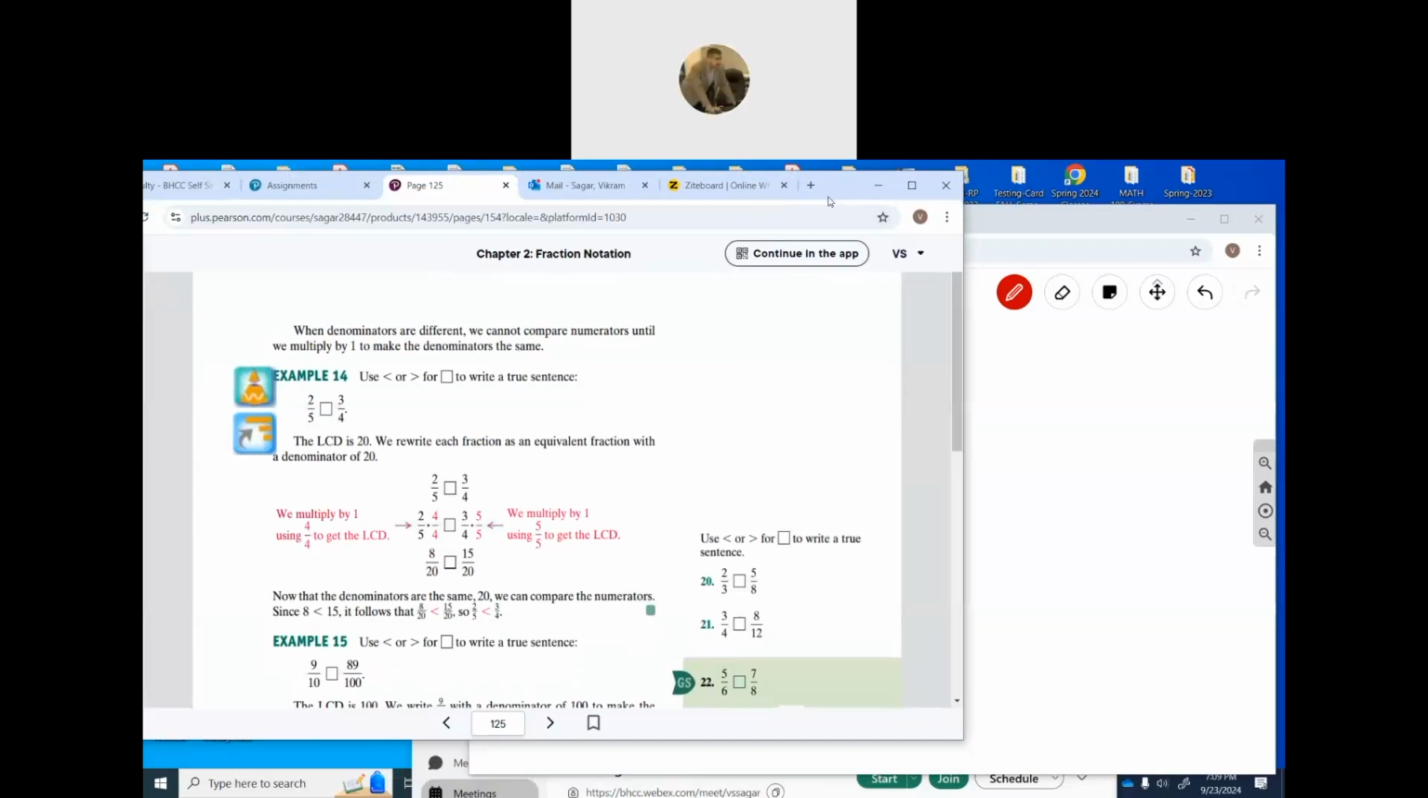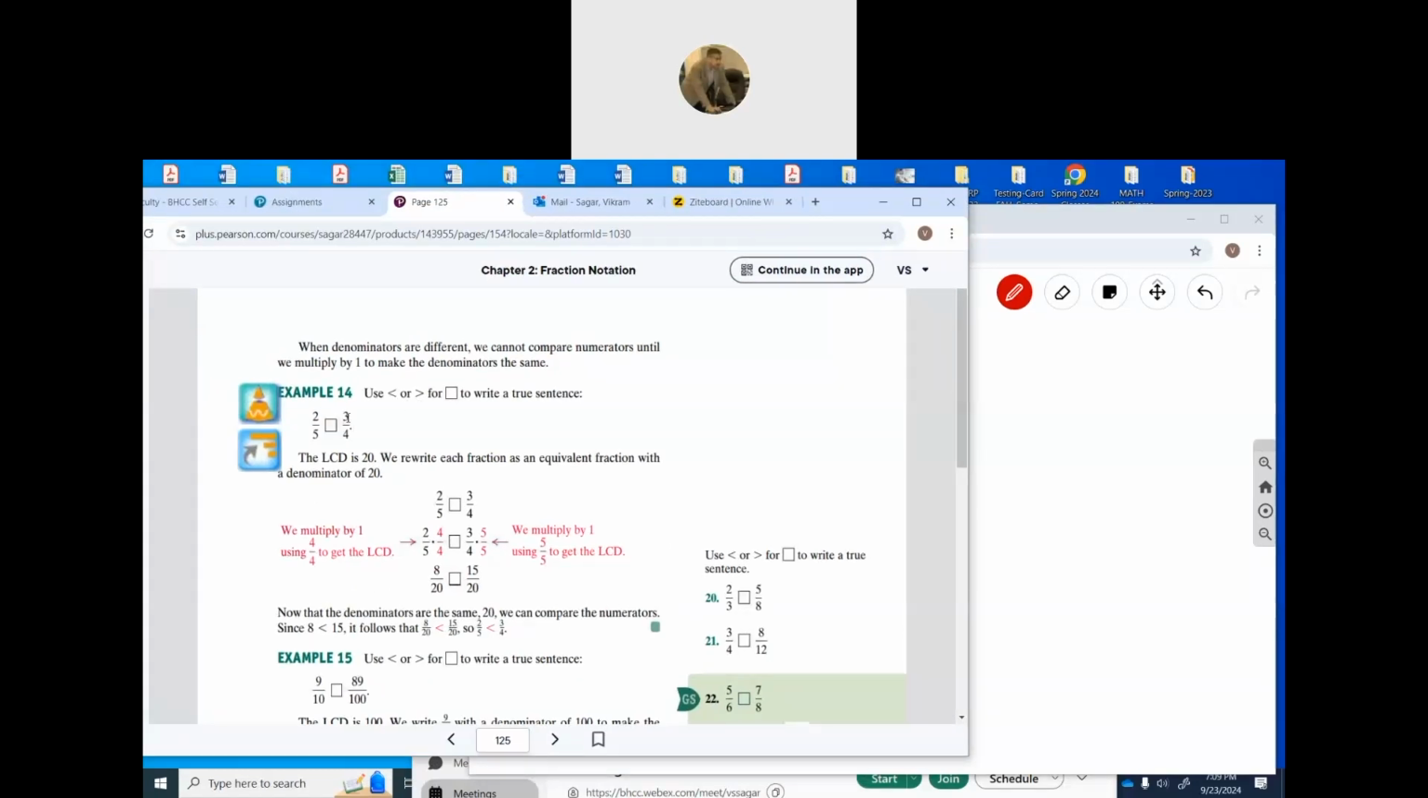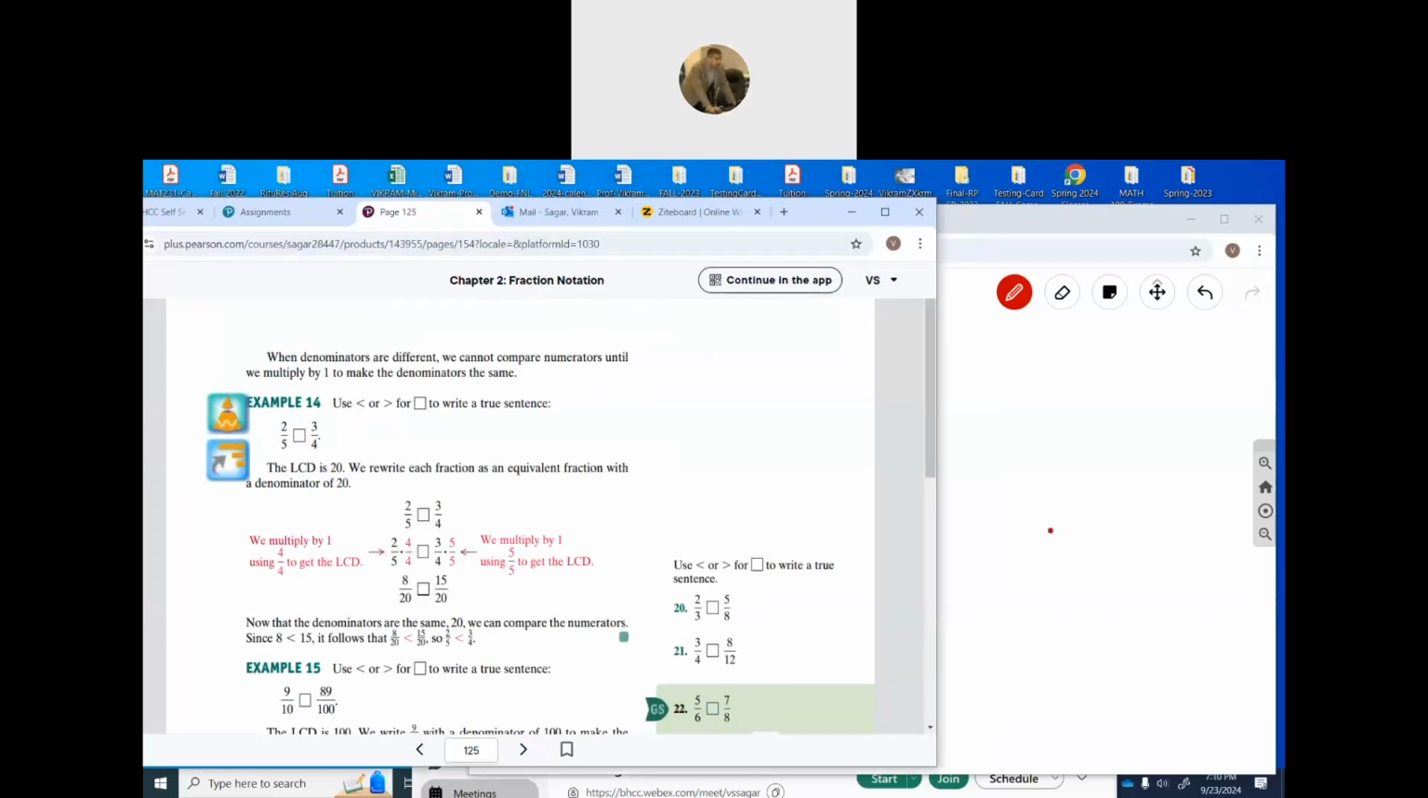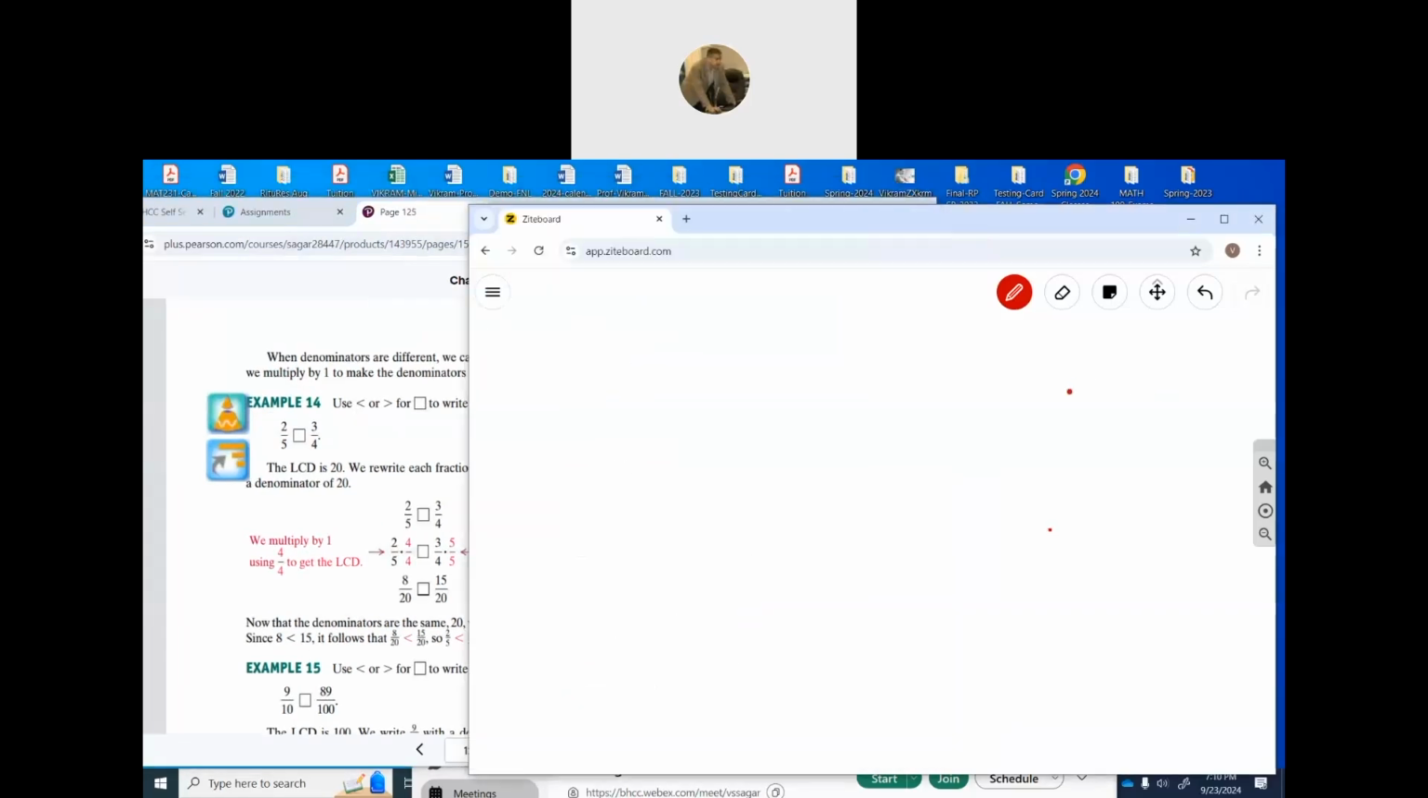Before I do multiplication and division, let's do this. We also learned this symbol here, right? Less than, greater than. Last time we learned that if you have 3 and 4, this is very easy because these are whole numbers, so I could say this. But when you have a fraction, then we have a little issue here.